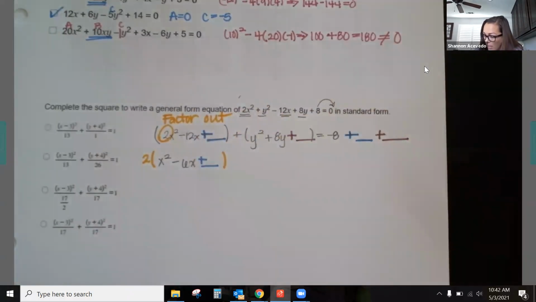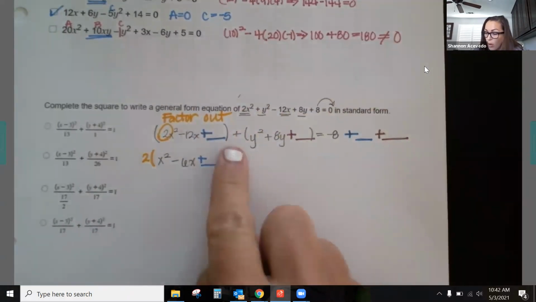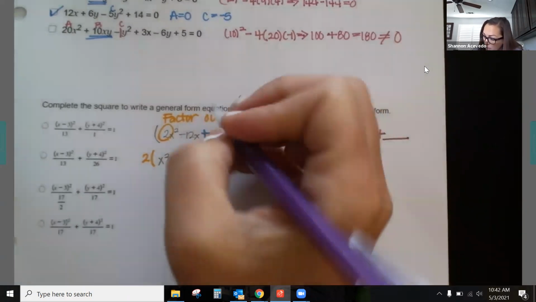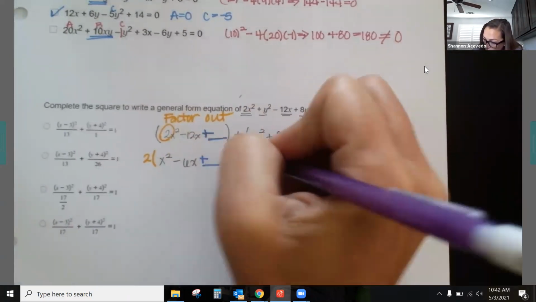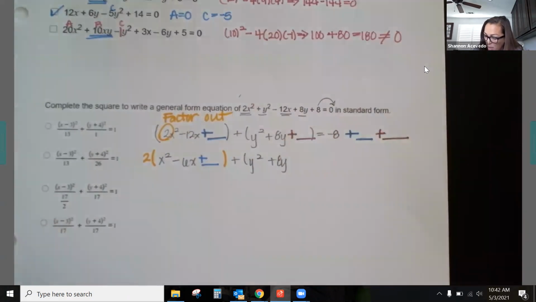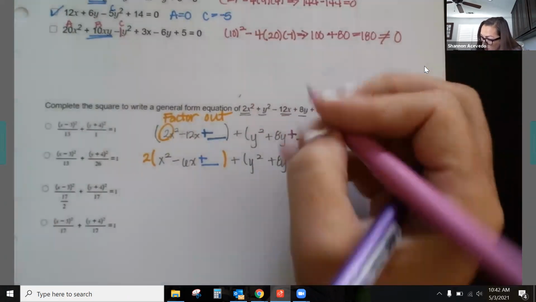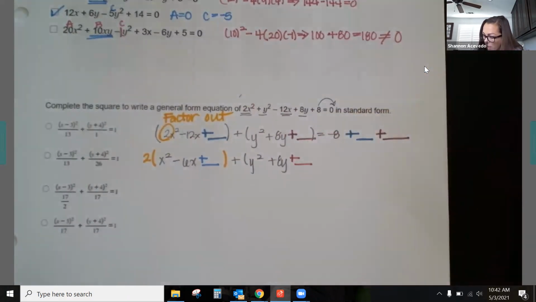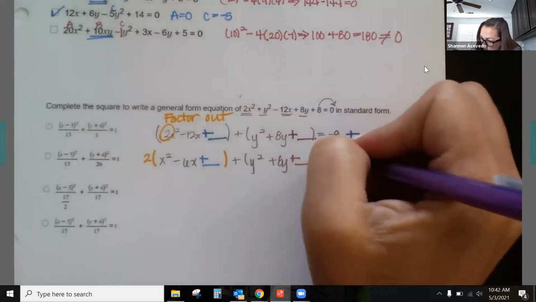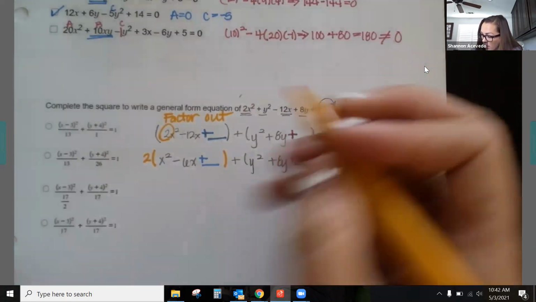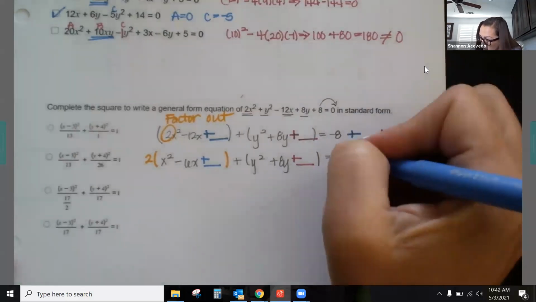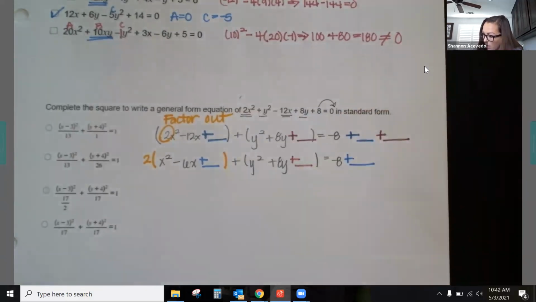And then I still have everything else over here. This one was already a value of 1, so I don't have to factor anything out. So plus y squared plus 8y plus my blank is equal to negative 8 plus my blank plus my blank.